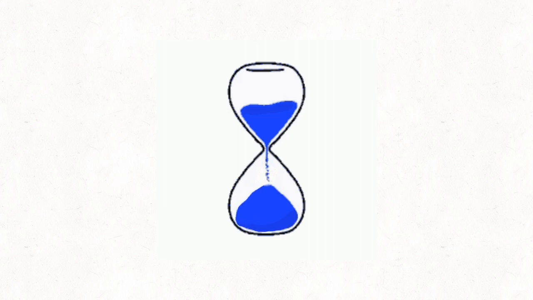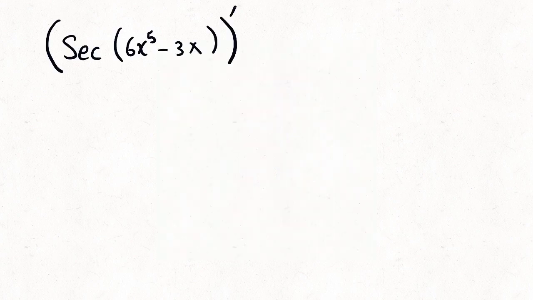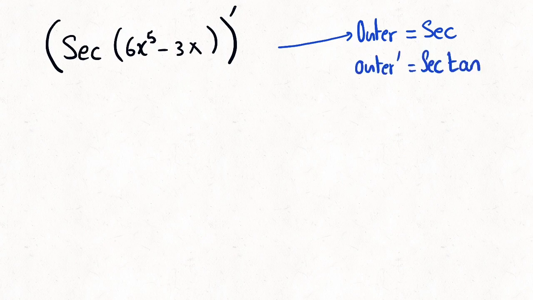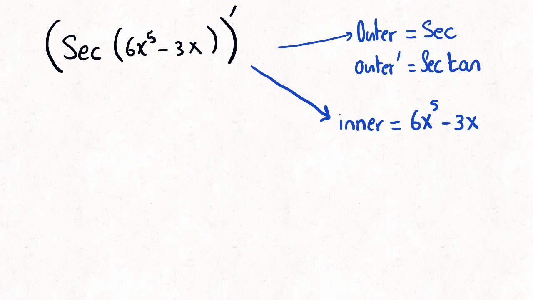Now, you will follow the same logic as I illustrated before. Secant will be the outer, and accordingly, the outer prime, or the derivative, is secant times tan, regardless of what the inner is. Now the inner is what is inside the angle, 6x to the power 5 minus 3x, thus the inner prime is 30x to the power 4 minus 3.